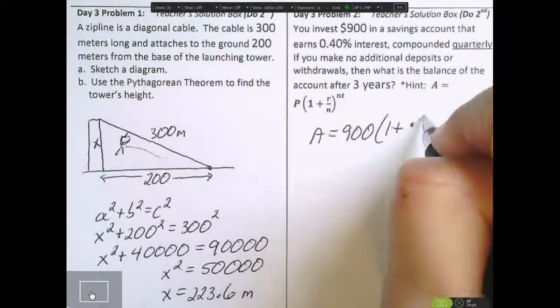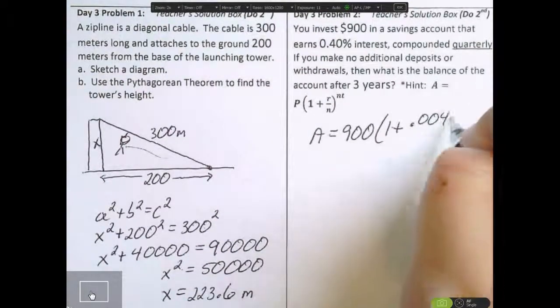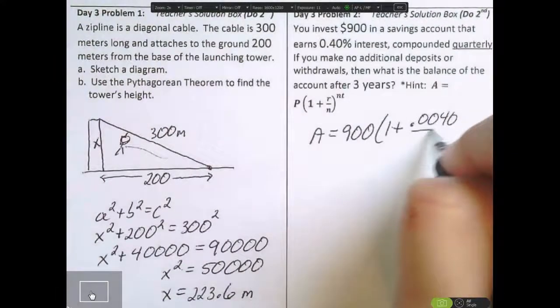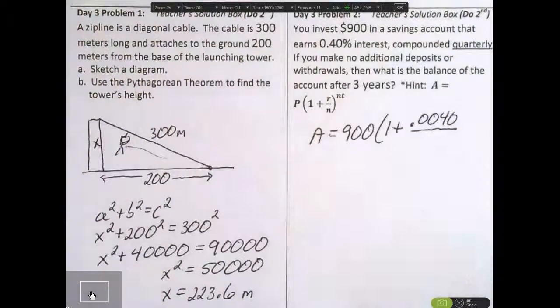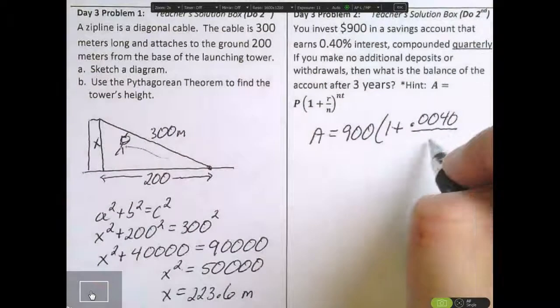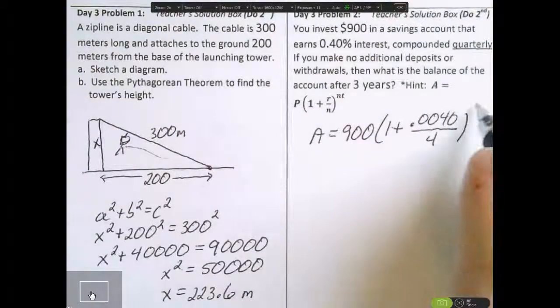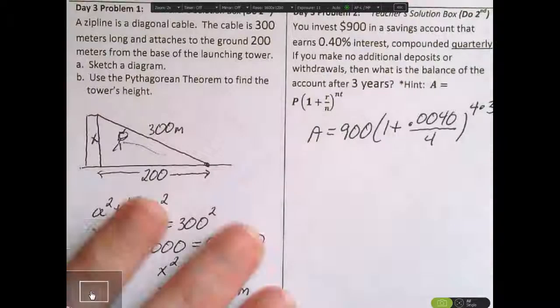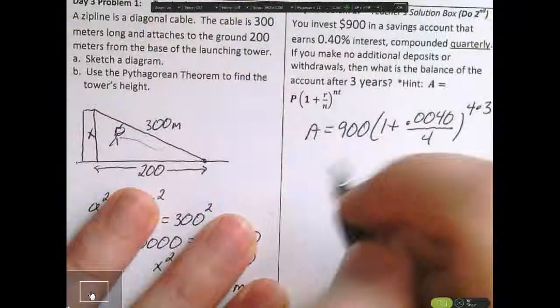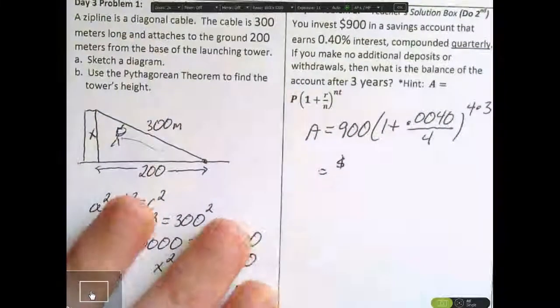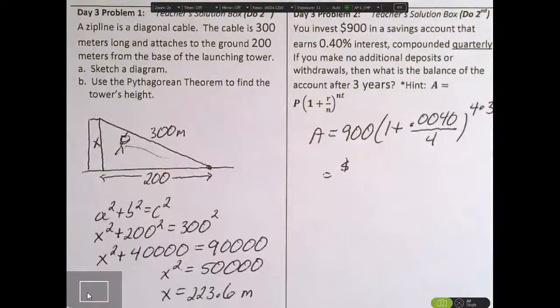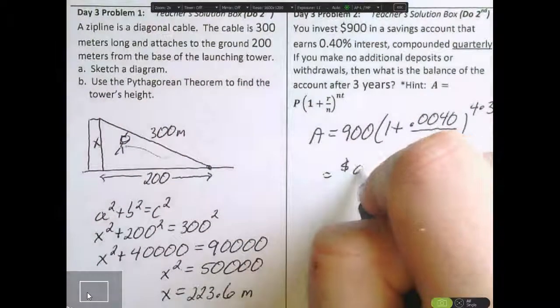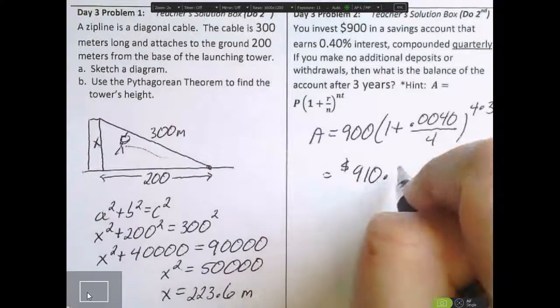So 0.0040. Okay, letter N, we have the word quarterly, which means 4 times a year. And then the N appears up here as well, and now times T. T is 3 years, so times 3. I want to type this in the calculator and hit enter, and we will have the balance in our account. Calculator says $910.86.